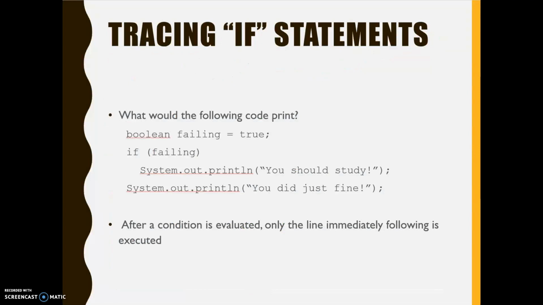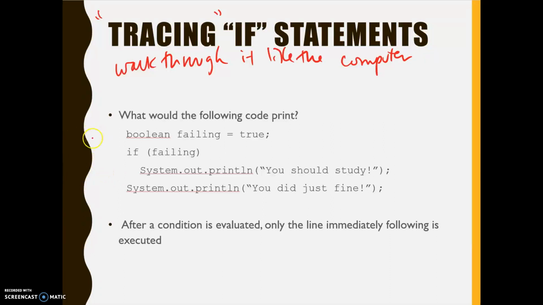Now, when we trace if statements, when we say we want to trace the code, you essentially walk through it like the computer. So you ask yourself, what would the computer do? How would the computer think as it reads this code? All right, so if I were to walk through this like a computer, when I see Boolean failing, I'm creating a variable of the Boolean type called failing. And remember that Booleans can have a value of true or false, and I'm setting it equal to true.